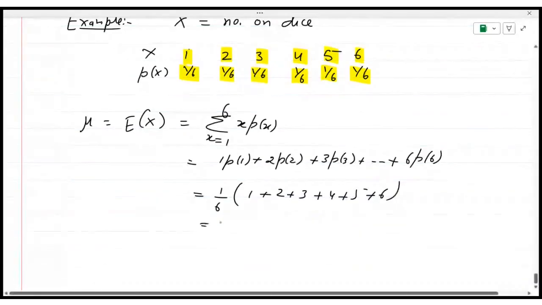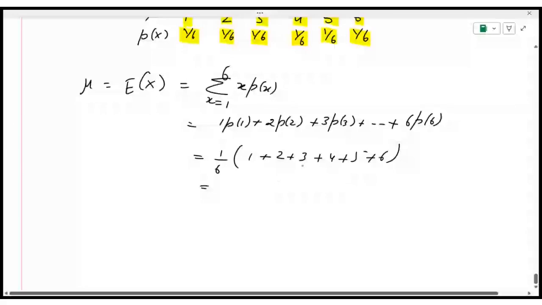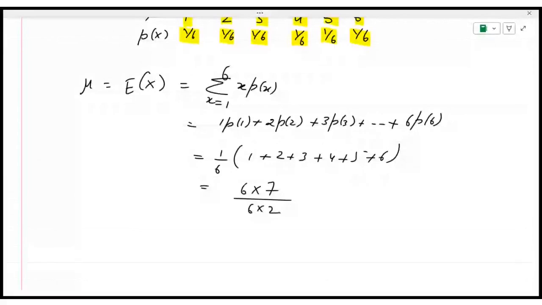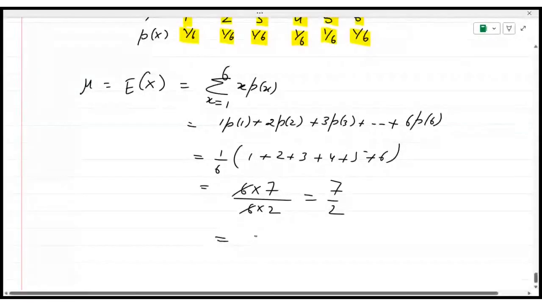So if I add all these numbers, what is the sum of the first n natural numbers? That is n into n plus 1 divided by 2. So 6 into 6 plus 1, 7, divided by 2. Okay. So if you cancel out the 6, you will get 7 by 2. So it is 7 by 2, 3.5.